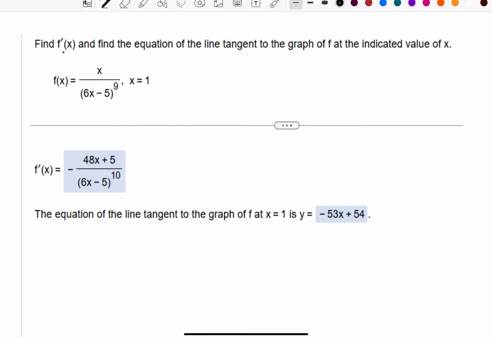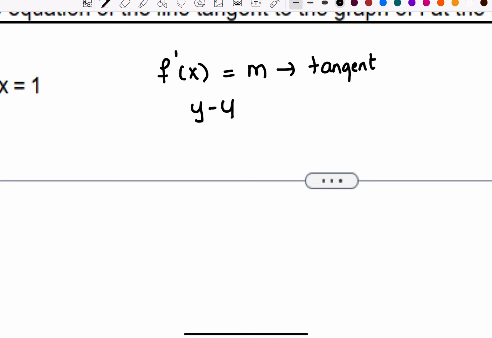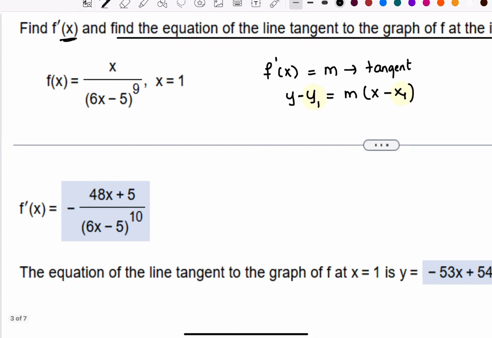Here they're asking me to find the equation of the line tangent to the graph of f indicated by the value of x. By now, we know that f prime, or the derivative of x, gives me the slope. Slope of what? Slope of the tangent. What's the equation of the tangent? y minus y1 is equal to m times x minus x1. And keep in mind, this x1 and y1 will be provided in the problem. Now that we know, let's go ahead and write.